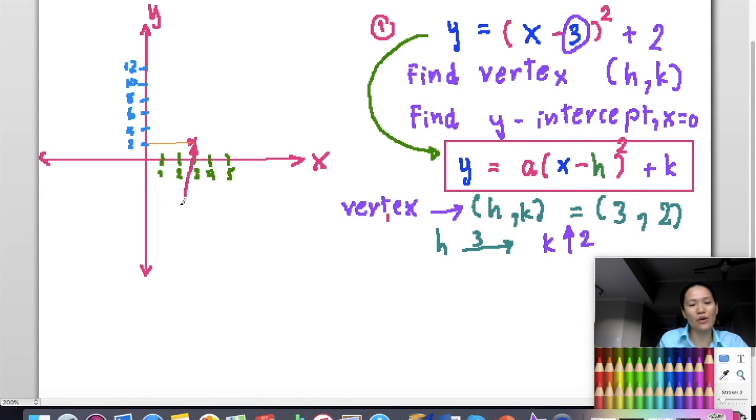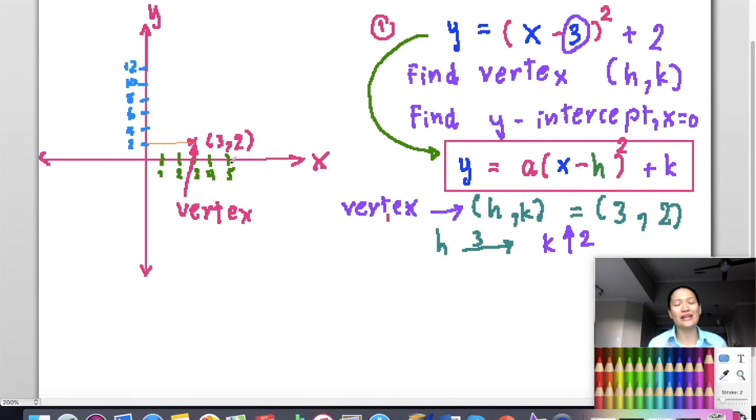This point is our vertex, and it is (3, 2). Next, you want to find the y-intercept. Y-intercept means x equals 0. This one is step 1, we find the vertex. Step 2, we want to find the y-intercept.